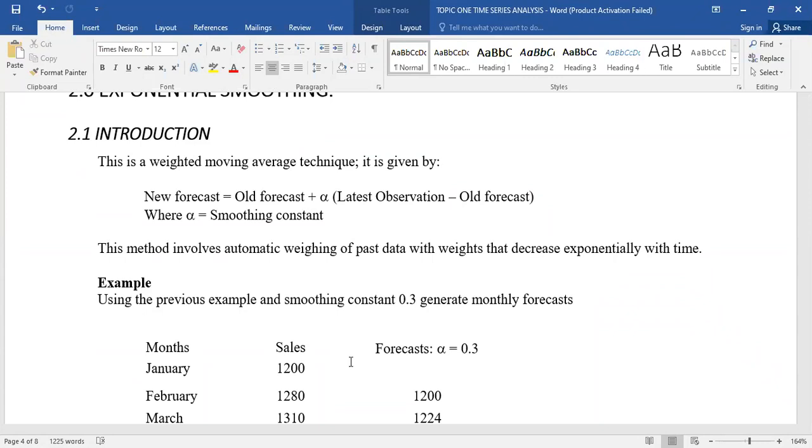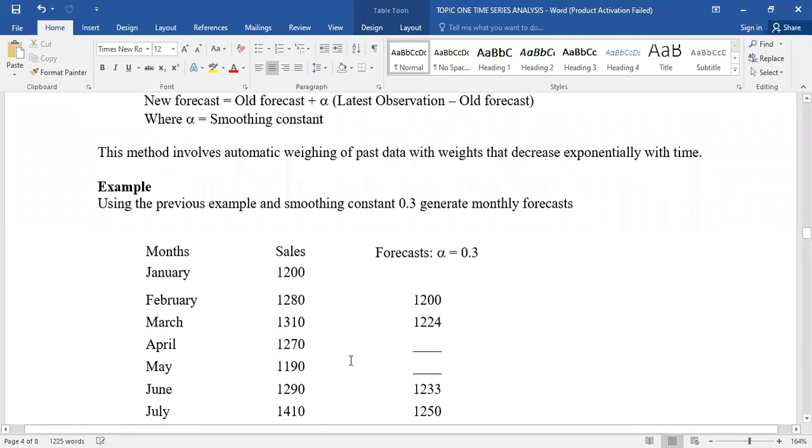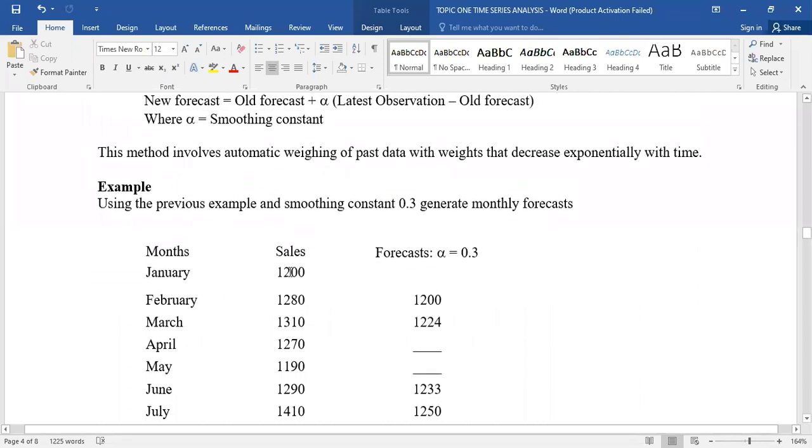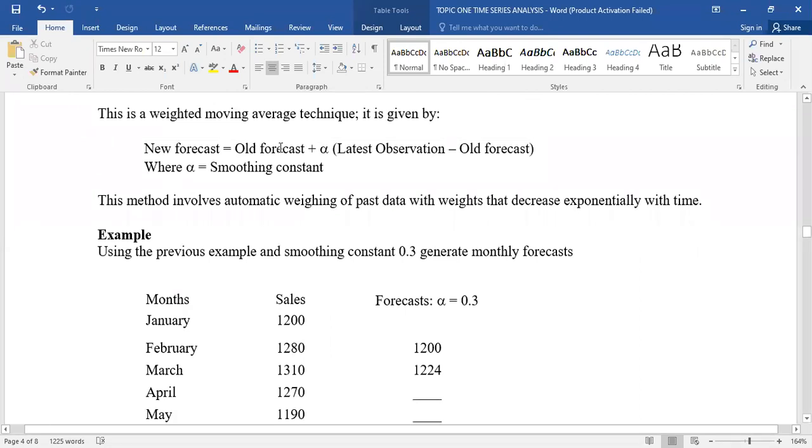For example, using the previous data, the data that we just worked on, and a smoothing constant of 0.3, generate a monthly forecast for this data. And I've done it for February. For February, we assume that January is our base year, since we don't have any historical data. So if we put this in the formula, it will be 1200 plus 0.3, which is our smoothing constant, into our latest, 1200 minus 1200, which is 0. 0 multiplied by the constant, you get 0. So our data will still be 1200.